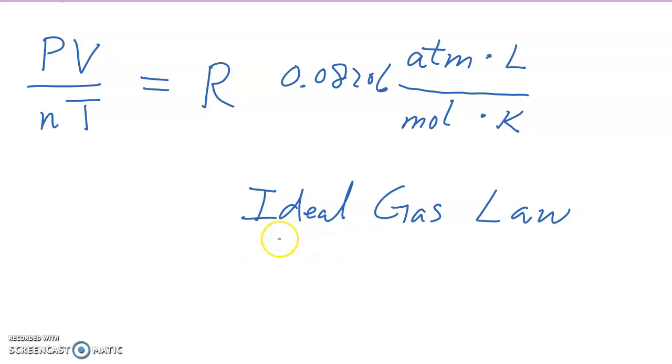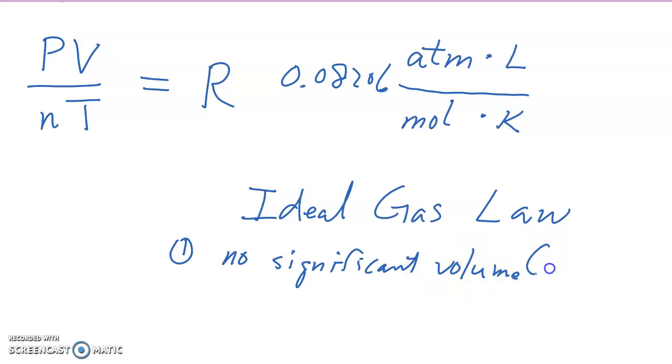When I use the word ideal, that means sometimes some gas is not ideal. And what type of gas should be considered as ideal then? There are a few different things. First, the gas molecule should be very small, or we should say it has no significant volume. So the first point is no significant volume for the gas molecule.